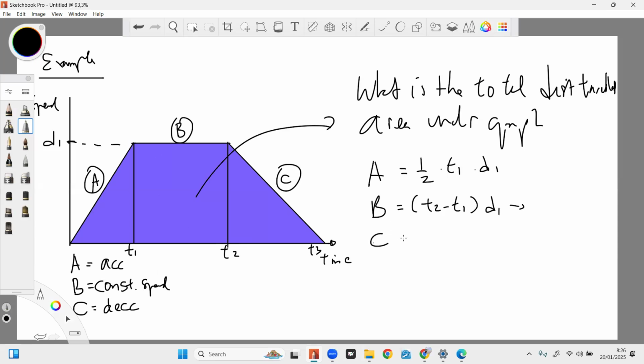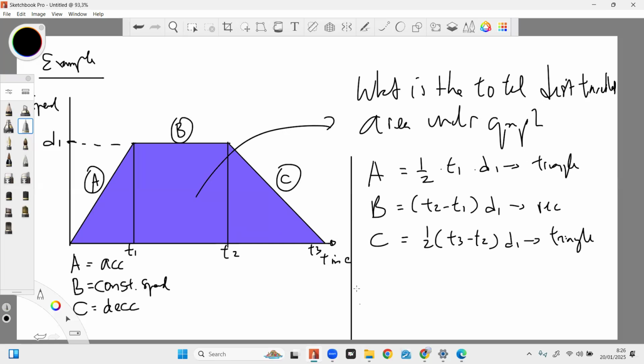Okay, very simple. C is half times T3 minus T2. Be careful because this is the base, this is the height. Height is D1 also. So this is a triangle area. This is also a triangle area. This is a rectangle area. But if you memorize the trapezium area, very simple.